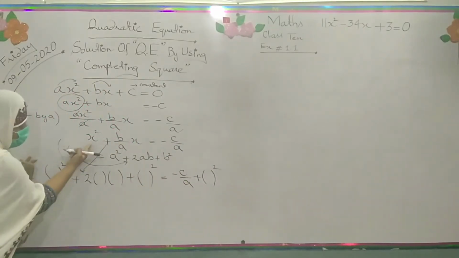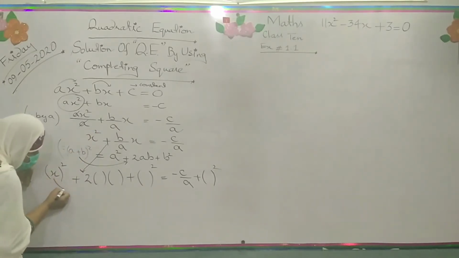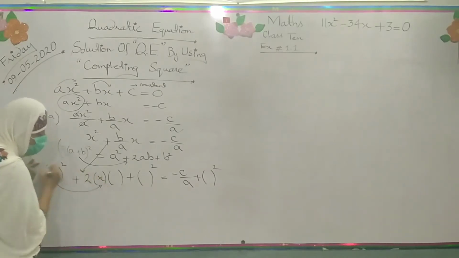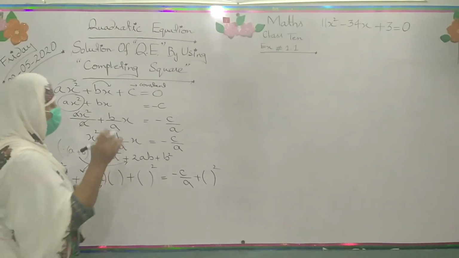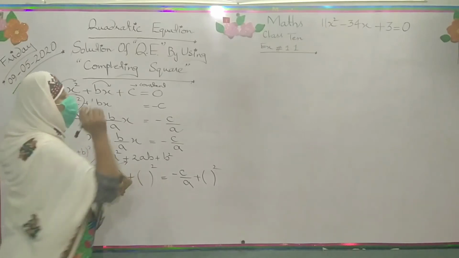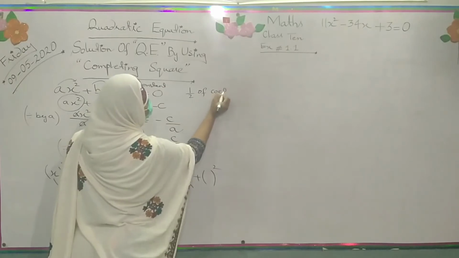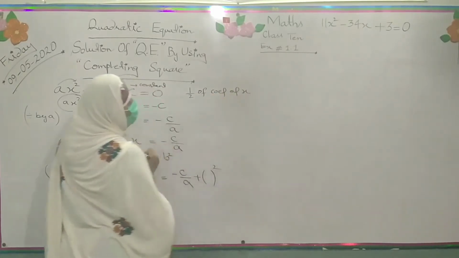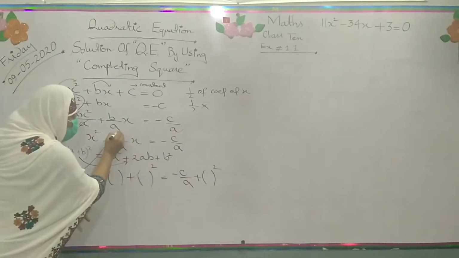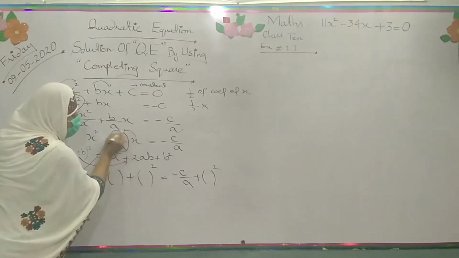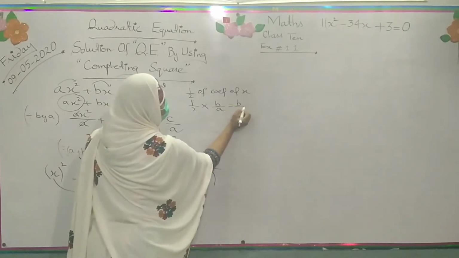Now, in the first bracket, this is x square. It is the square of x. This value I will write here. It is x. Now I will find what value I will use in this bracket. To find this bracket, I use the formula one over 2 of the coefficient of x. Half of means multiply. What is the coefficient of x? This b over a is the coefficient of x. So I will write b over a. My answer will be b over 2a.